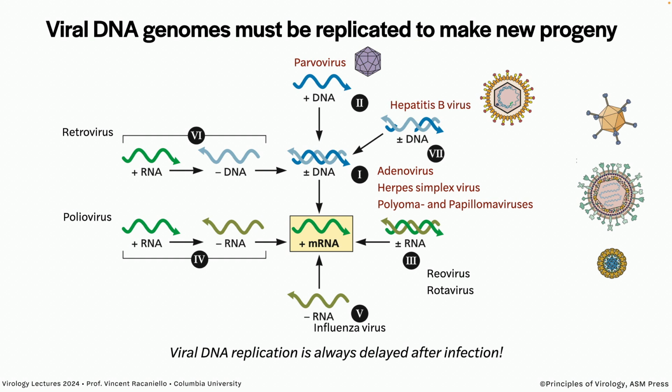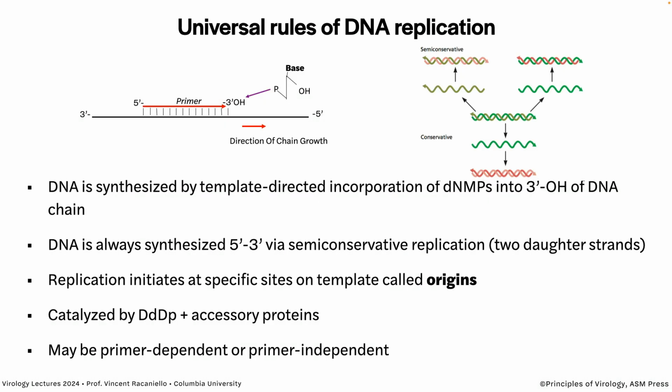So viral DNA replication is always delayed, and that's why those viruses, SV40 and adenovirus and herpes virus, have transcriptional programs to delay the production of capsid proteins until DNA synthesis begins. Because if there's no DNA and you make capsid proteins, you're going to make empty capsids and they're going to be non-infectious. So just as for RNA, there are universal rules for DNA replication.